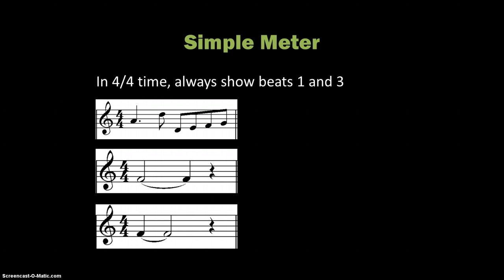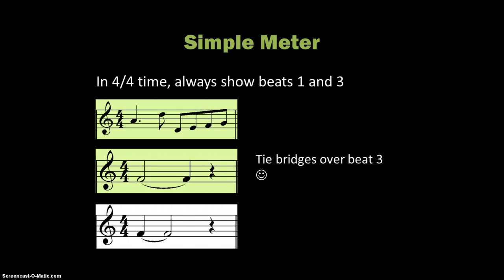In 4/4 time, it's best to show all four beats, but occasionally we can get away with only showing beat 1 and beat 3. In the first example, we start off beat 1 with a dotted quarter note and then a single eighth note, and then beat 3 starts a new beam of four eighth notes. That would be a good example.